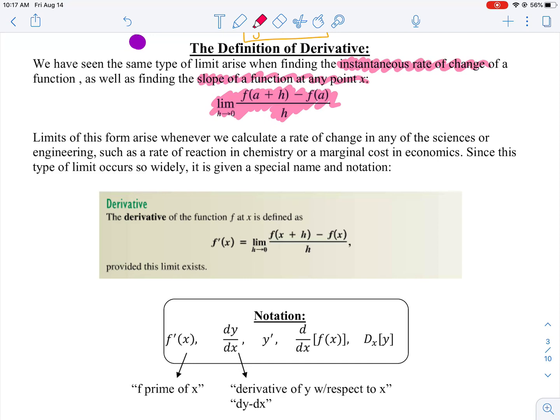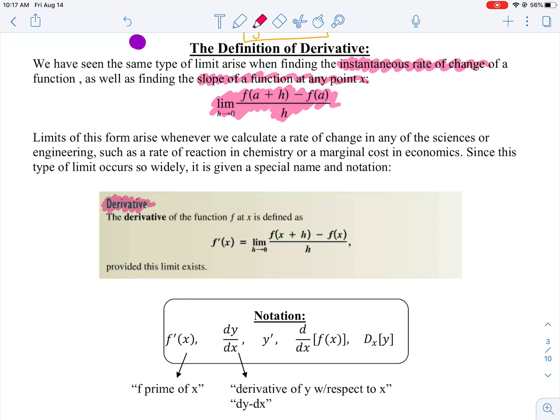Well, this formula also can be interpreted and used to calculate rate of change in any situation. For example, rate of a reaction in chemistry or marginal cost in economics, how the cost is changing. And since this type of limit occurs so often, we give it a special name and a special notation. We're going to now call it the derivative. So you might have heard that word before, the derivative in calculus. Well, that's what this is.